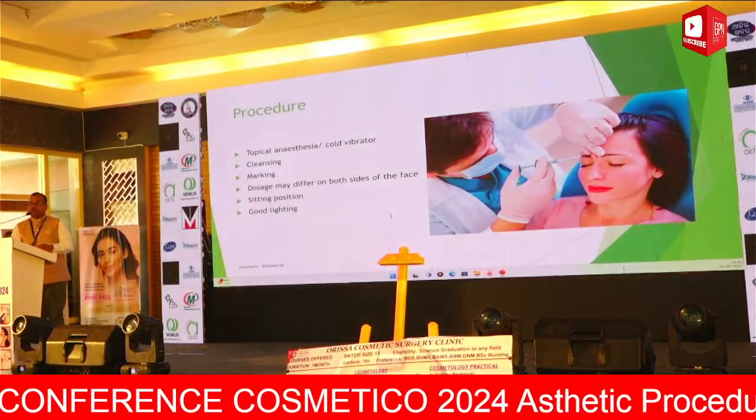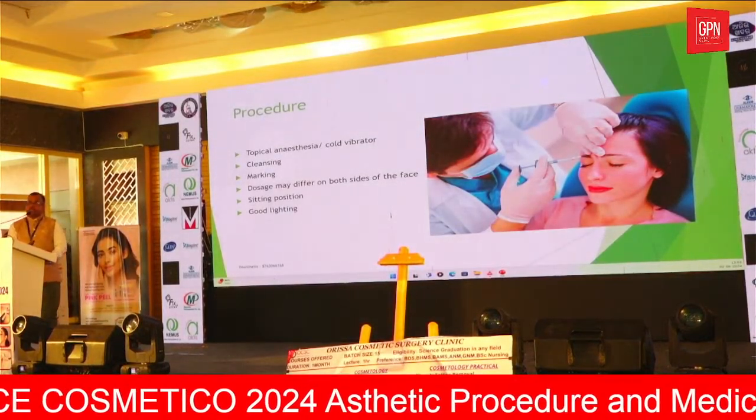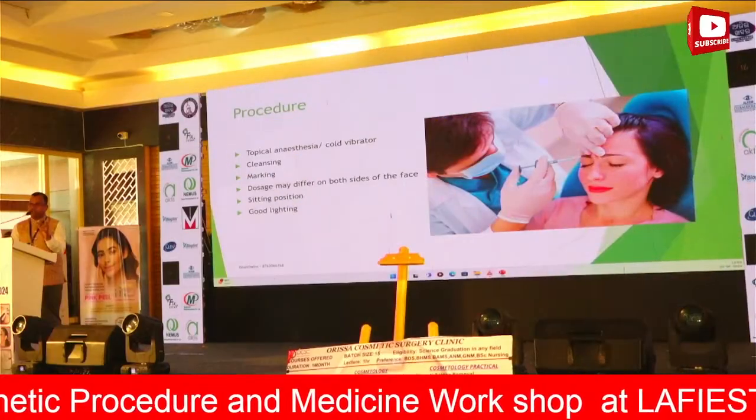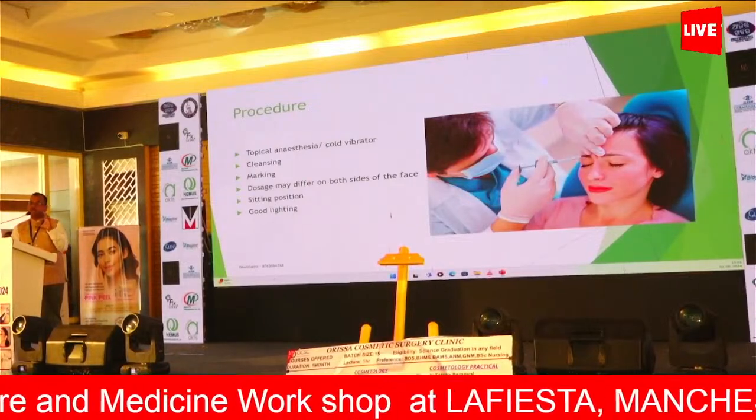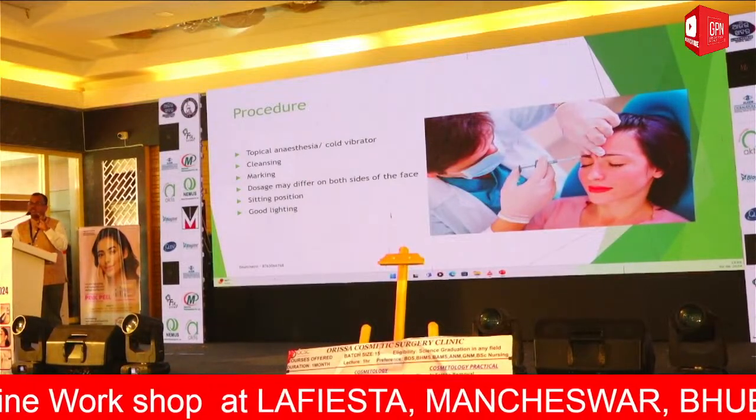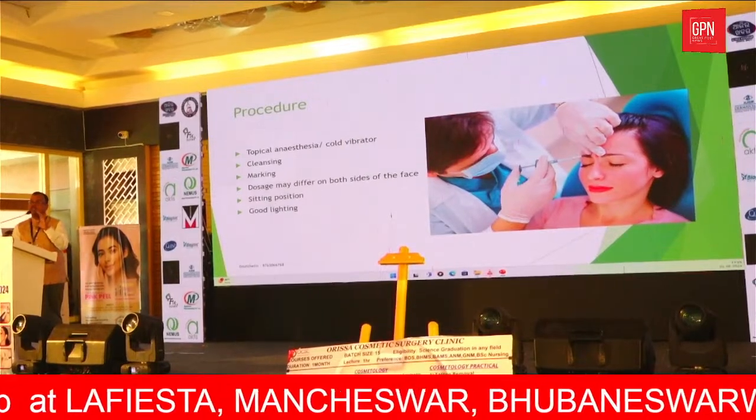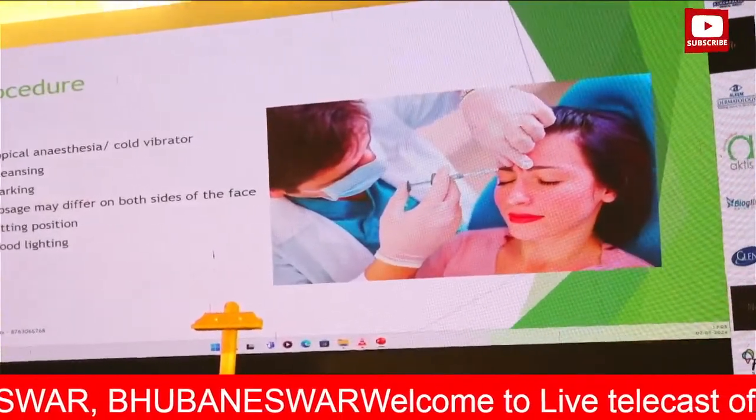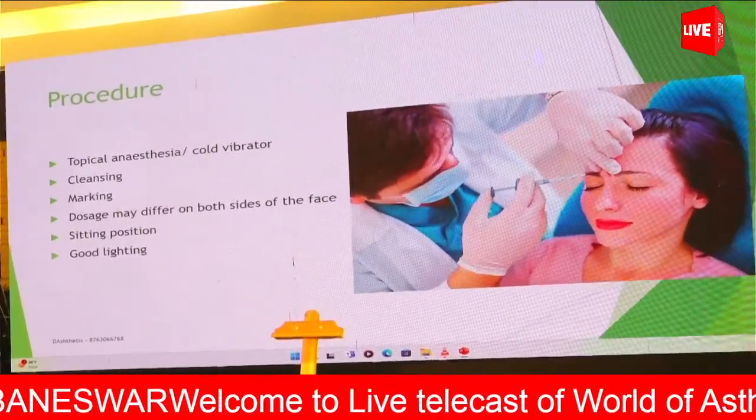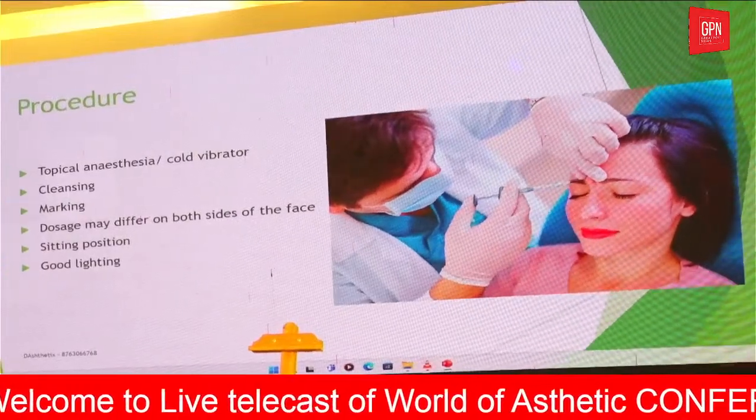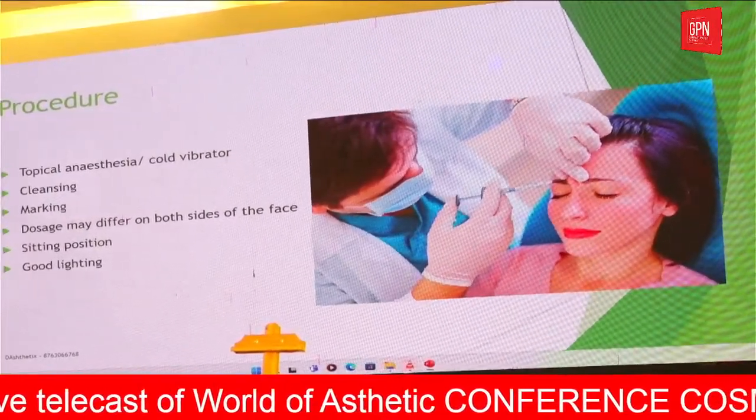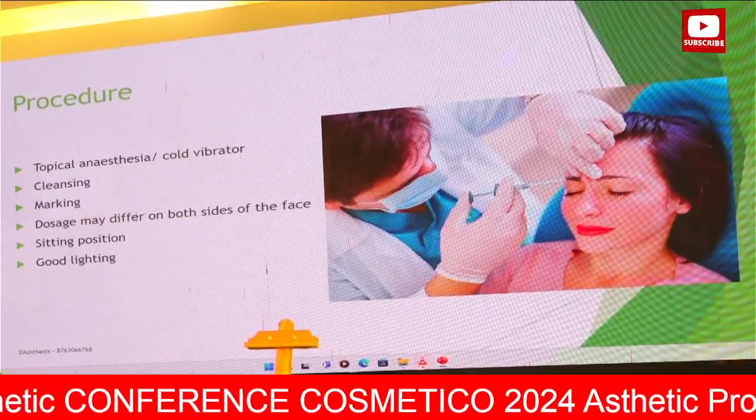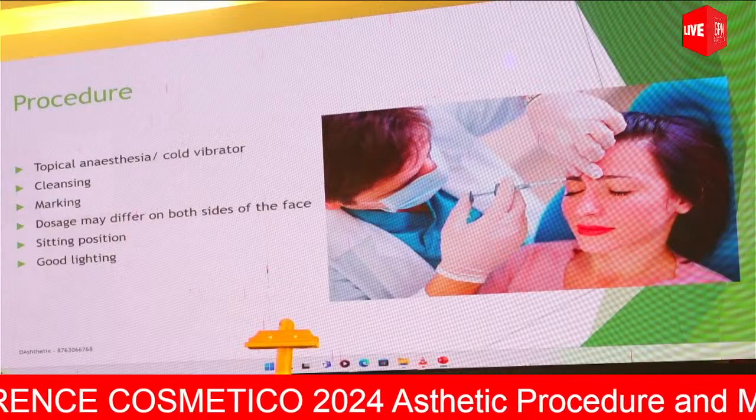Then the procedure. Topical anesthesia, if required, should be used for those who are very sensitive to pain. Before the injection, apply a topical anesthesia cream like Relax for at least 15 minutes. After that, the Botox can be started. Or nowadays there is a cold vibrator. At the site of injection, you can apply that vibrator. It's like a dissociative anesthesia. The patient will not feel the prick sensation; the patient will feel the vibration sensation.